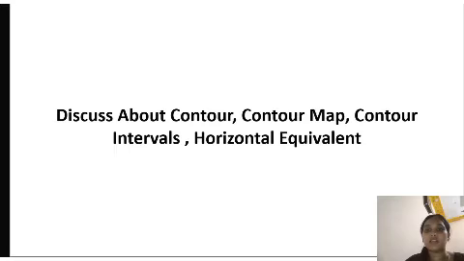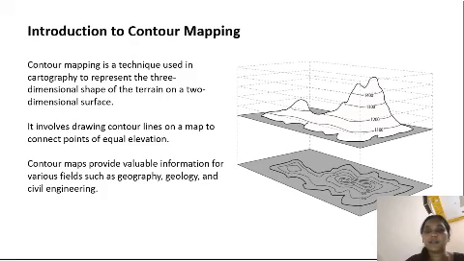Discuss contour map, contour intervals, and horizontal equivalence. Introduction to contour mapping. Contour mapping is a technique used in cartography to represent the three-dimensional shape of the terrain on a two-dimensional surface. It involves drawing contour lines on a map to connect points of equal elevation. Contour maps provide visual information for various fields such as geography, geology, and civil engineering.